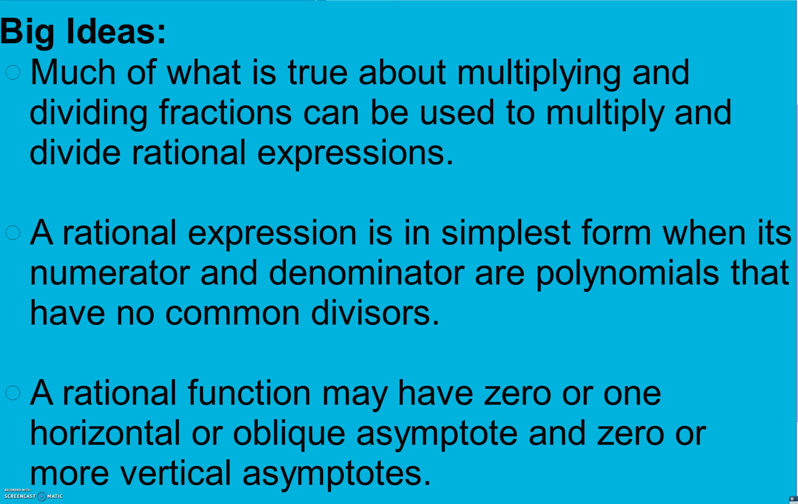So in order to add or subtract, we need the same base. We multiply straight across. We divide by taking the reciprocal. And we'll get to all that as we go through this chapter. A rational expression is in simplest form when its numerator and denominator are polynomials that have no common divisors. We've divided out everything common.